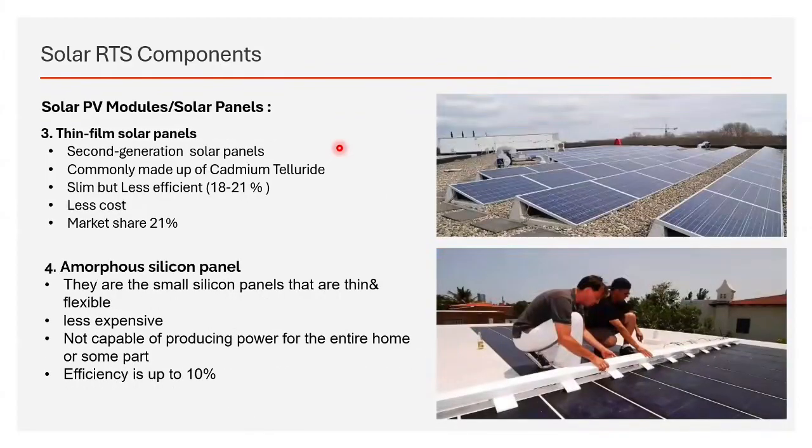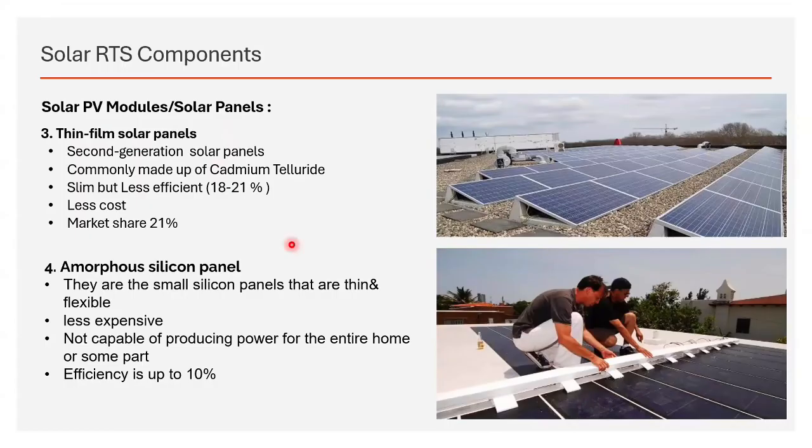Now, the third one is thin film. Thin film is commonly not silicon, but cadmium telluride. So instead of a PN junction, it will be a junction of cadmium telluride with some dopants. It is slim, very, very slim, but it is less efficient, almost 18 to 21%. It is less costly and it is also very much prevalent. So where we have a low budget, we can go for thin film type of panels also.